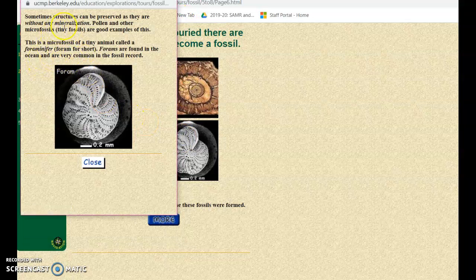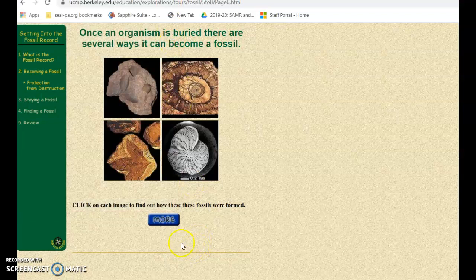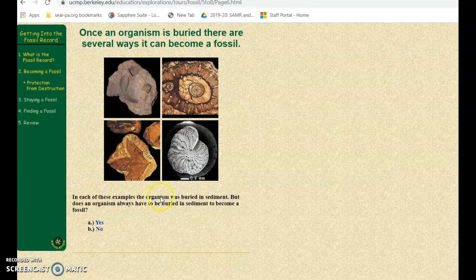We can also have tiny fossils called microfossils. This means millimeter. That is a very small measurement. In each of these examples, the organism was buried in sediment. But does an organism always have to be buried in sediment to become a fossil?